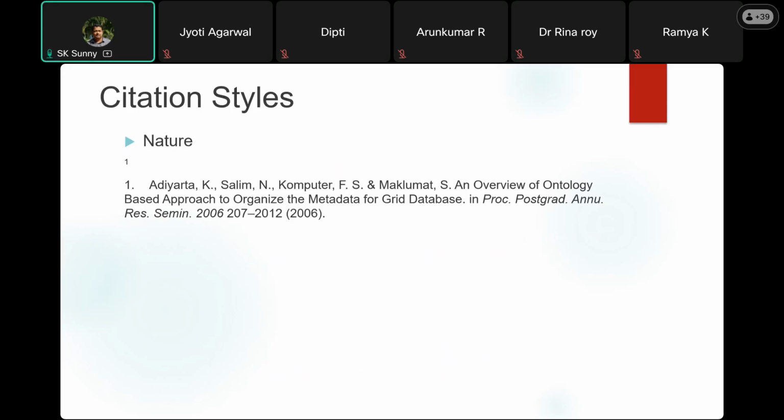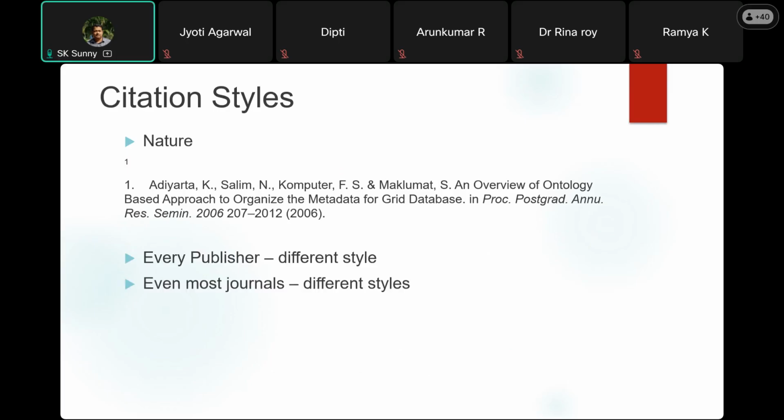We have seen five citation styles only for a paper published in the proceedings of a conference. Now, every publisher has a different citation style. Not only every publisher, even most of the journals published by one publisher follow different citation styles. I don't know why, nobody knows why, but it is going on.